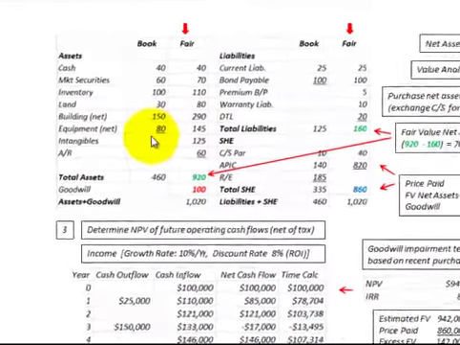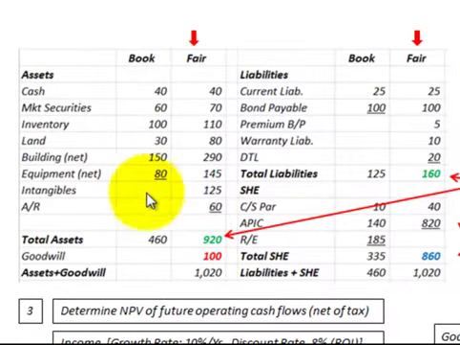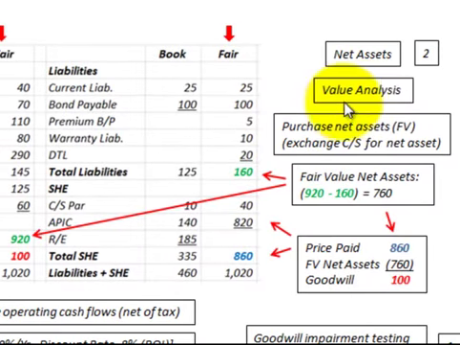Okay, starting with our example here for goodwill impairment testing based on the recent purchase of Corporation B by Corporation A. Looking at the balance sheet for Corporation B, the first thing we have to do is determine the fair value of the assets and liabilities that are being received by Corporation A. So I've done that here. The total assets at their fair value is $920,000, and the total liabilities at their fair value is $160,000. So the next thing we have to do is do a value analysis.